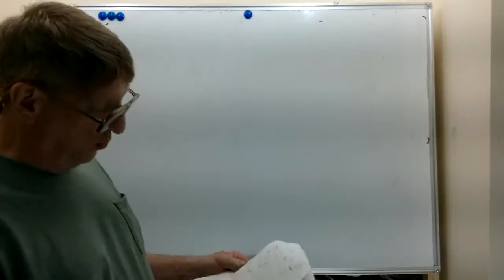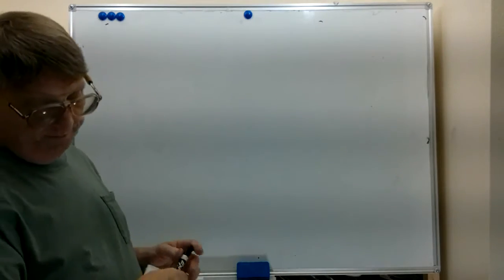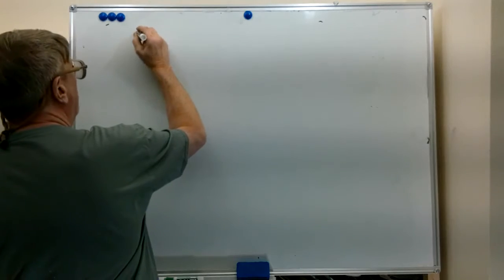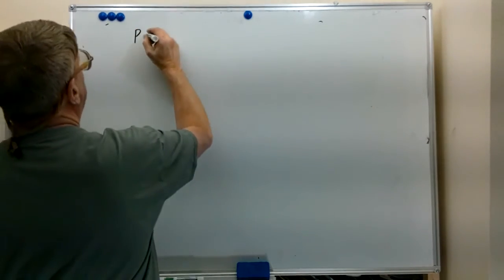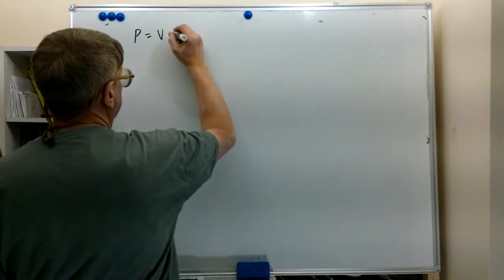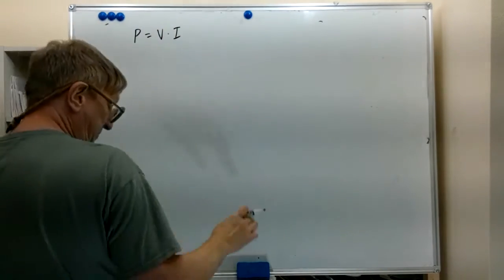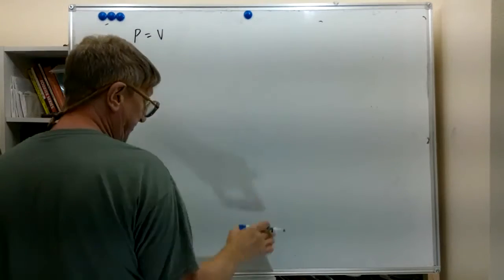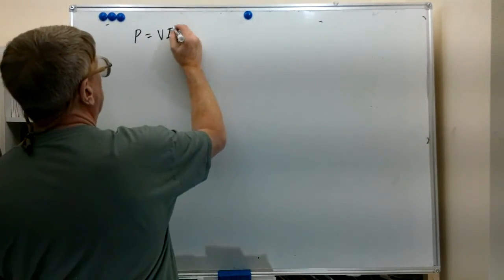Now we're going to do a little more work with all these power formulas. Some of this we've already done, but we're going to summarize it. Power equals VI, voltage times current. I'm going to take the dot out and just put them right next to each other. VI, voltage times current.